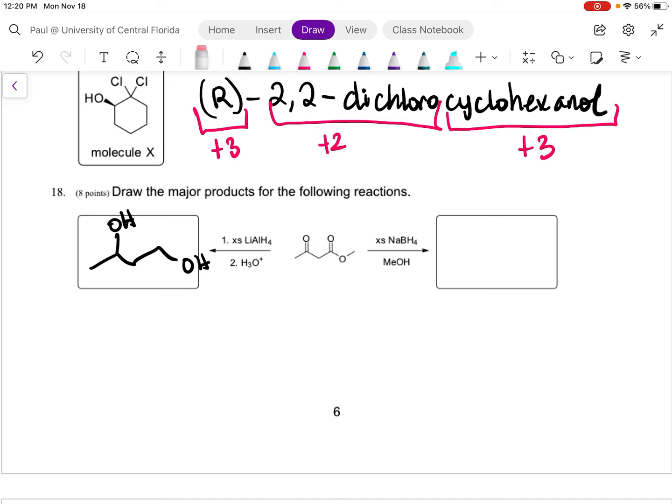But if we treat that compound here with sodium borohydride, we have to remember that esters are not touched by sodium borohydride. So that will only reduce the ketone into the alcohol. And so this was an all or nothing problem. So that was +4, +4.